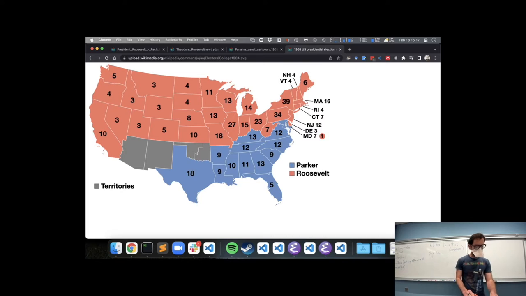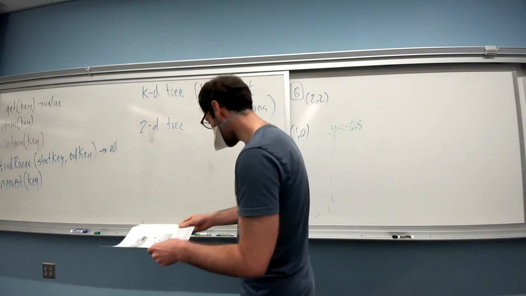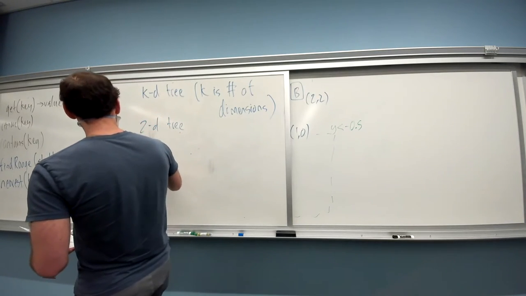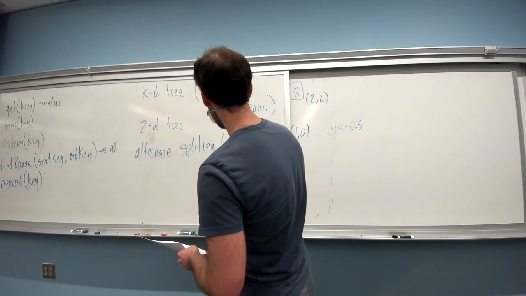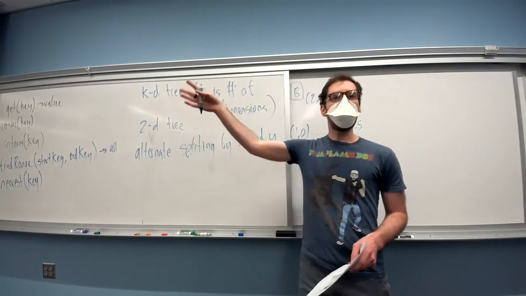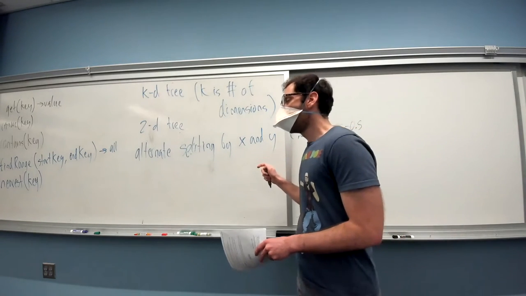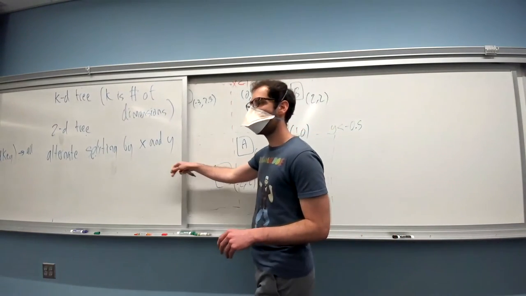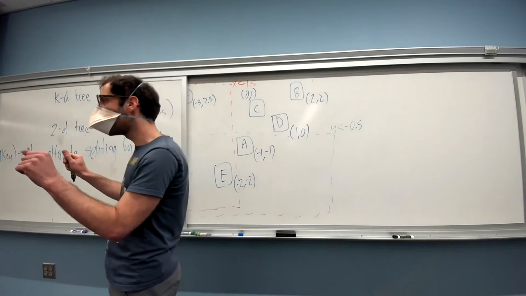All right, so back to our KD tree. I'll show a visual example of this in a moment. But the key idea here is that for our 2D tree, we're going to alternate splitting by X or splitting by Y. I want to give you a bit of intuition about splitting here. The splitting means what goes to the left and right child.